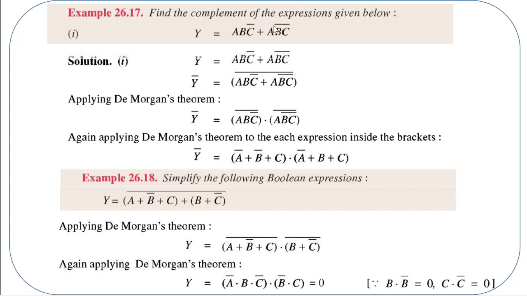Another problem, find the complement of the expression Y equal to AB C bar plus A B C whole bar. So you need to find Y complement, which is nothing but the complement of this whole term. And from De Morgan's theorem, we know that the complement of the sum is nothing but the product of the complements. So this is nothing but ABC bar whole complement dot A B C whole complement. Now, how do you find the complement of this product? Once again, apply De Morgan's theorem. The complement of the product is nothing but the sum of the complements.